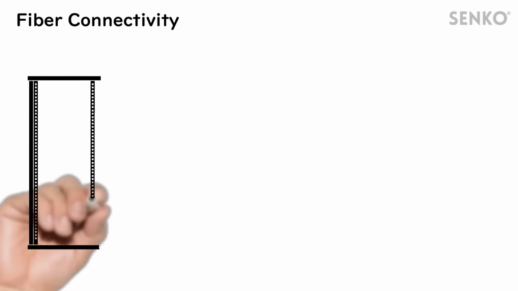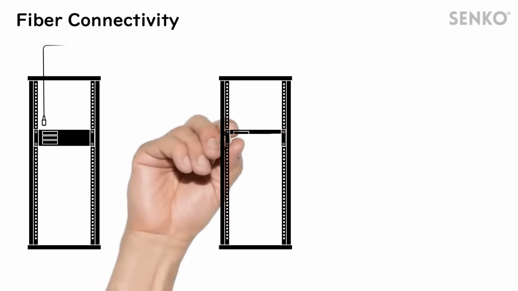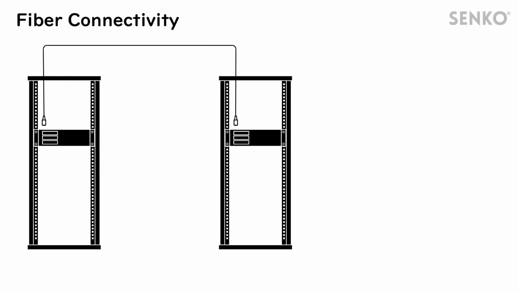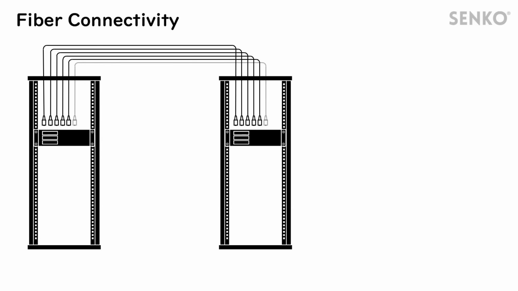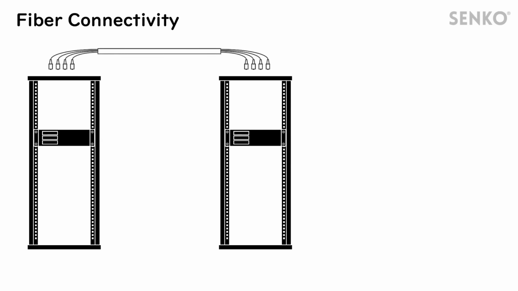Equipment mounted on different racks can be connected using individual jumpers, often referred to as patch cords. A jumper, which is also known as a patch cord, is a cable that contains 1 or 2 fibers that is used to connect between the patch panel to the equipment. This is known as a point-to-point connection.